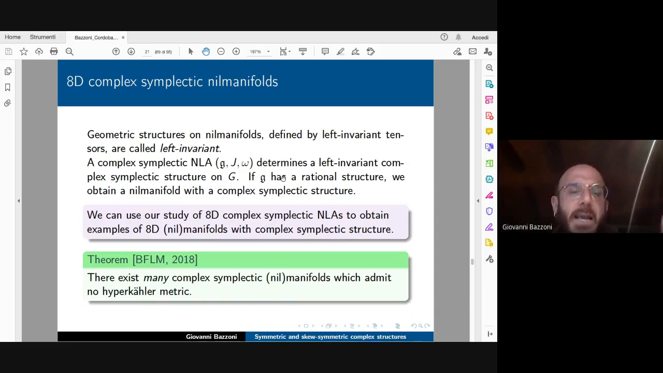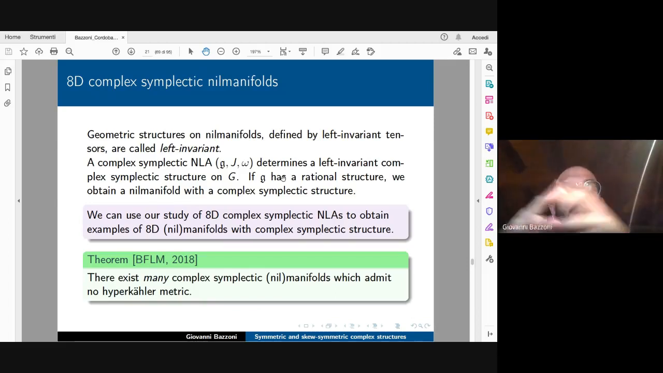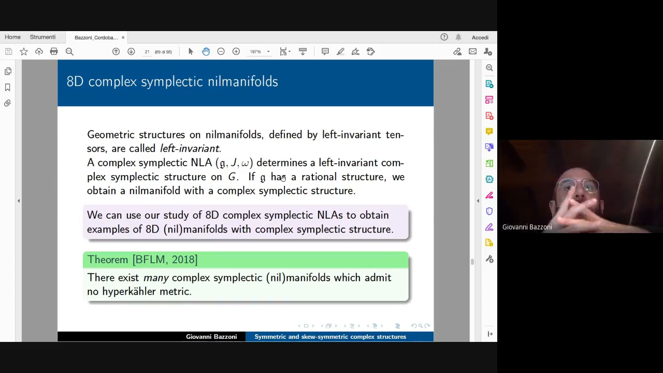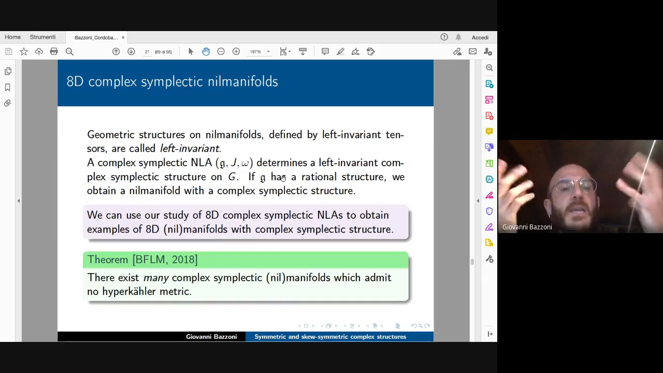But we do know, well, I didn't tell you precisely, that the nilpotency step of a Lie algebra in dimension 8 with complex symplectic structure is at most 4, but actually all these nilpotency steps are covered. So, for example, you have a 3-step nilpotent Lie algebra with complex symplectic structure, and this admits no hyperkähler metric. In the beginning, I told you that every hyperkähler metric determines a complex symplectic structure, but that's very far away from the converse. Complex symplectic structure is flexible and hyperkähler is very rigid. So in this way, we can obtain many examples.